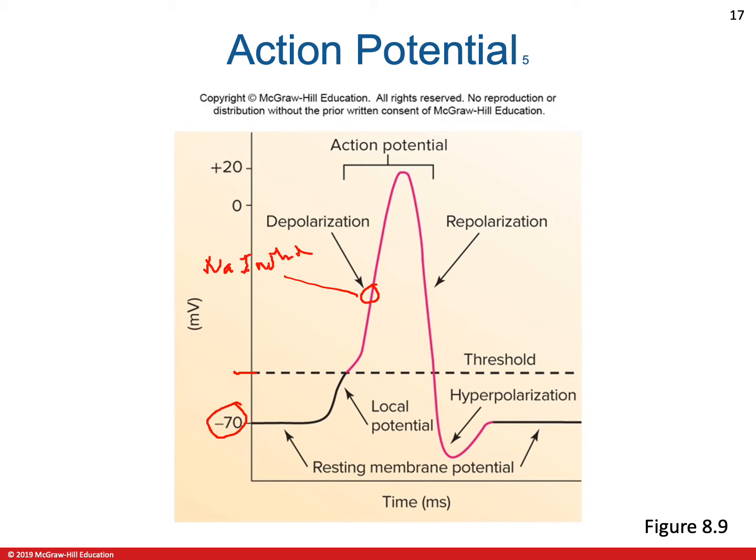And you have the repolarization here. Here, you know that potassium begins to leave the cells, right? It is your potassium efflux. And during repolarization, sometimes when the potassium goes out of the cell, it goes beyond the resting membrane potential level. We call that hyperpolarization.